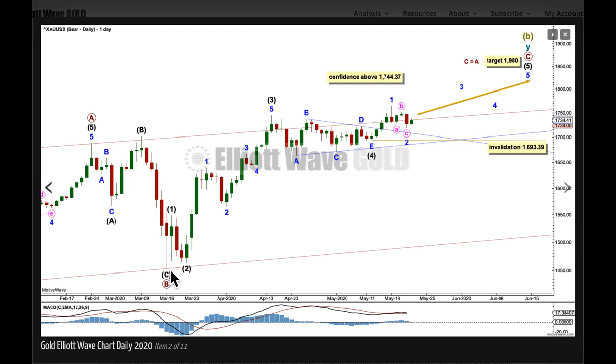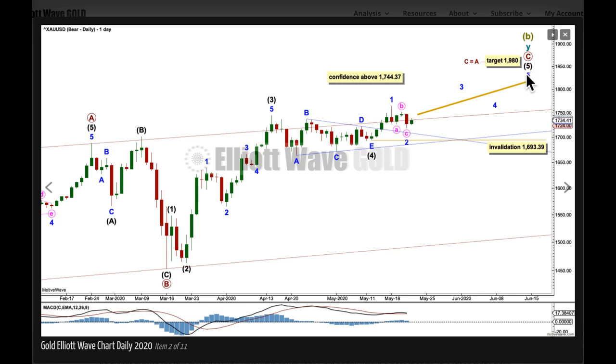C waves within zigzags should subdivide as 5 wave structures. So at intermediate degree, I'm labelling primary C 1, 2, 3, 4, 5, and I'm looking for 5 to continue. 1, 2, 3, 4, 5 waves at minor degree will complete the 5th wave at intermediate degree, will complete primary wave C, would complete cycle wave Y, and so would complete supercycle wave B.